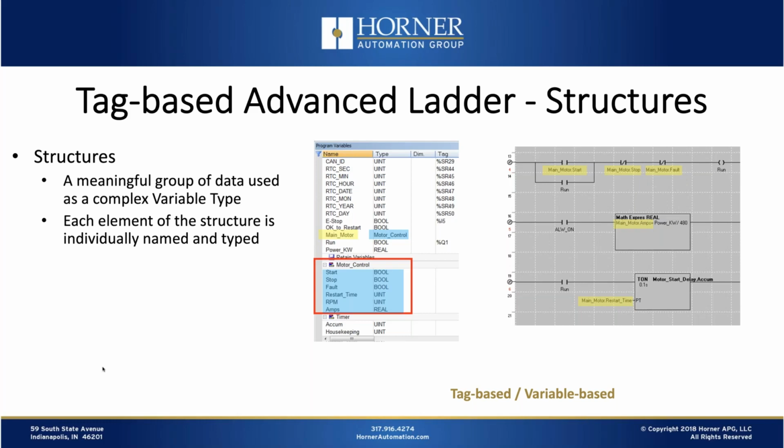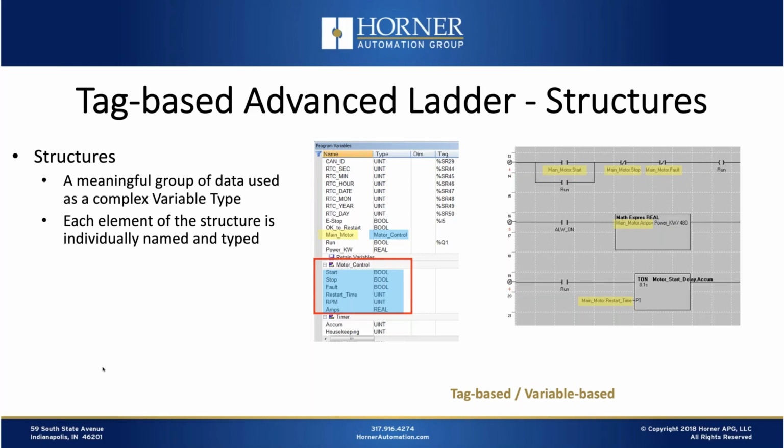That's the real element to that structure, which is shown in that middle rung. And then the bottom rung is showing one of the unsigned integers that is assigned to that structure, main_motor.restart_time. So as you can see, the name of the variable is at the beginning when you're putting the nomenclature on the element, followed by a dot, and then the element name. So main_motor.start, for instance.